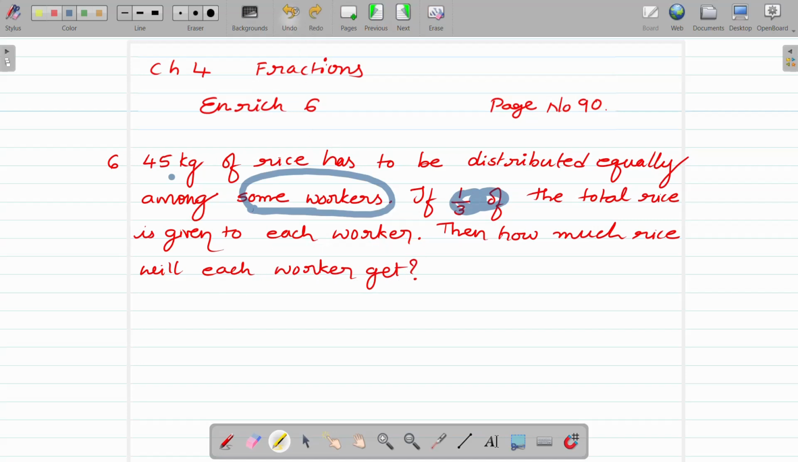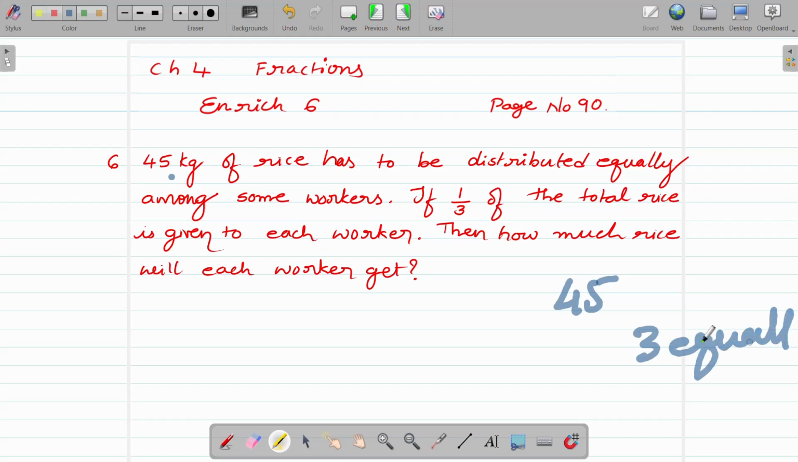get? As you can see in this, the total weight of the rice is given as 45 kg. This 45 kg has to be given to each worker in the fraction of 1 by 3, which means I have to divide this 45 by 1 by 3 parts. So I have to take 45 and divide that into 3 equal parts. And then from those 3 equal parts, I have to give only one part to each worker. Because of that, we have to do the operation of division in this question as well.